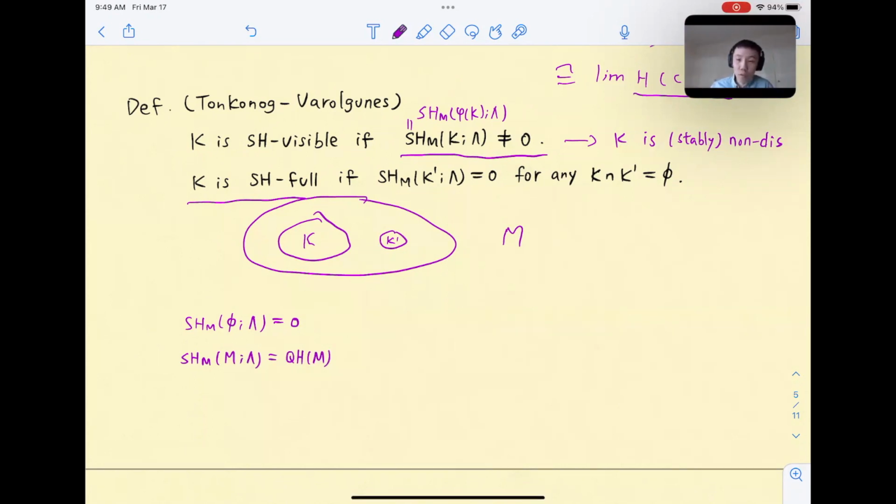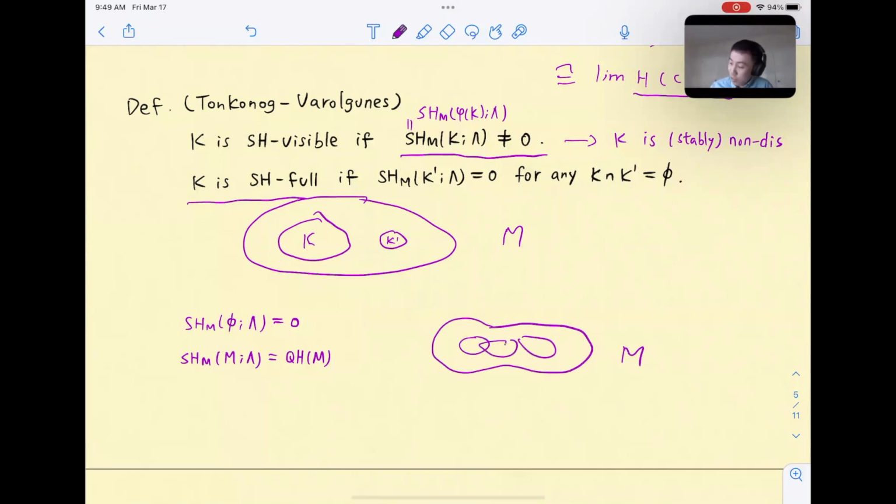So that's two somehow extremal cases. Another way of thinking about this is that we have this symplectic manifold M. We have lots of, say, compact sets K here. And this relative invariant gives us an assignment of the quantum cohomology to each piece. So to each piece we have an algebra, and globally it's just the quantum cohomology of M itself, and for a very tiny part it's just zero.